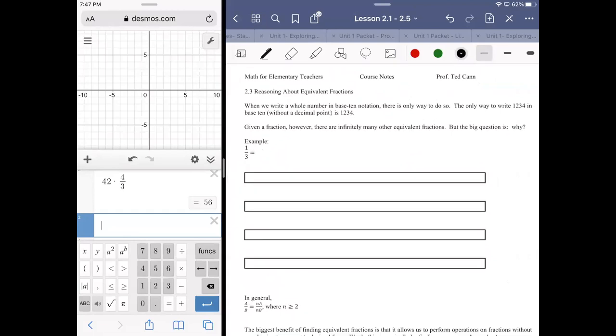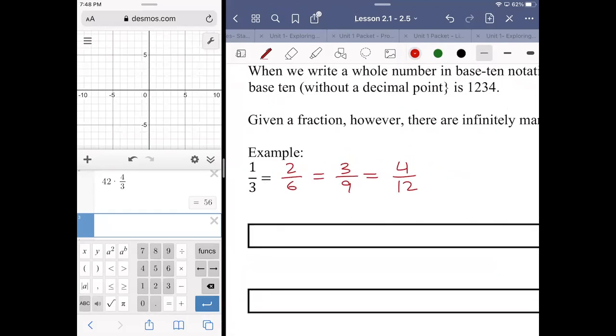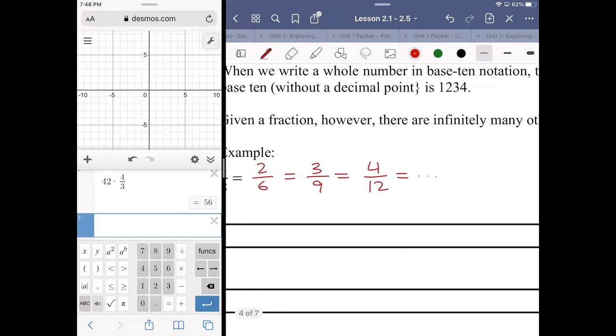When it comes to equivalent fractions, there's a rationale that comes into it. But the idea is that fractions have infinitely many equivalent values. So 1/3, for example, could be thought of as the same as 2/6, or 3/9, or 4/12. Right? So all I'm doing is working with the multiples of 1 and 3, and so on. So we're looking at multiples of 1 over multiples of 3.